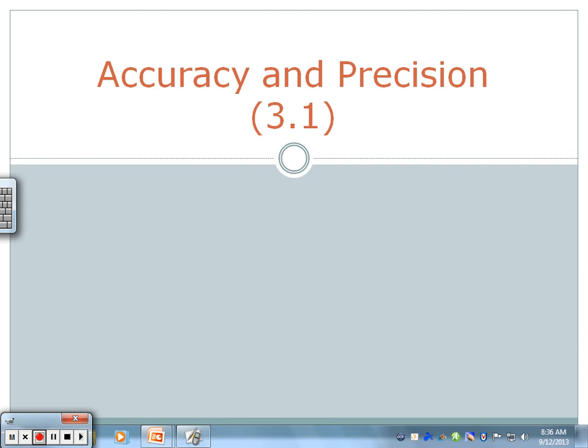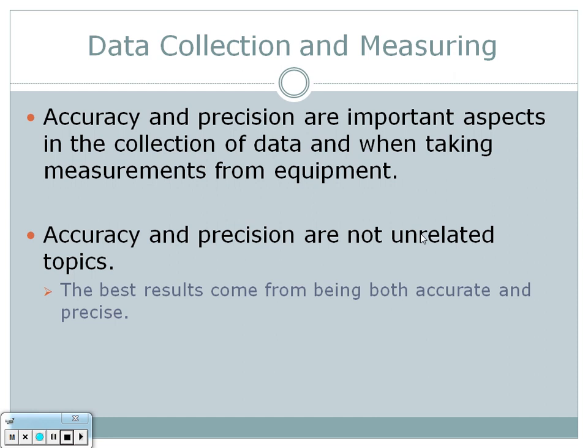These are notes on accuracy and precision, and they are found in 3.1, Chapter 3, Section 1 of your book, right before the significant figure stuff that you've already looked at. So accuracy and precision have to do with data collection and measuring. They're important aspects in the collection of data and when taking measurements from equipment. So we're going to talk about the difference between those two words and then how we apply them to actually taking measurements from equipment.